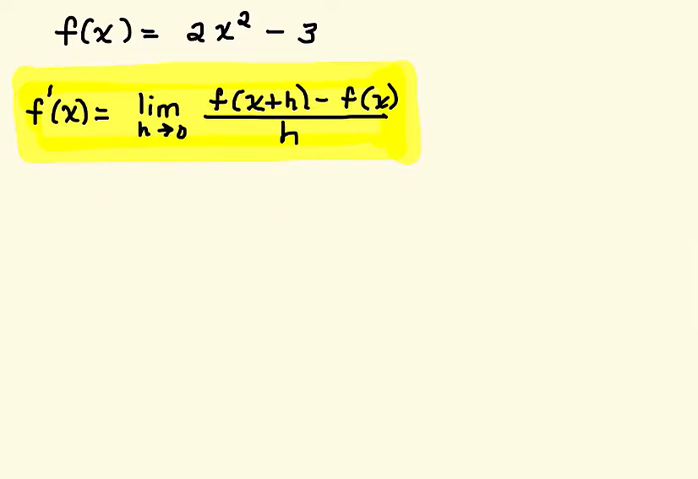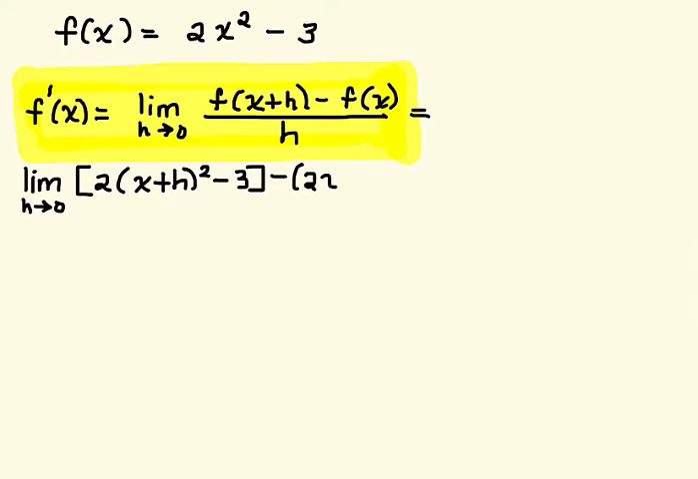So what do I need to do? Well, I'm going to take the limit as h goes to 0 of f of x plus h. I'm going to put this in brackets. So I have 2 times not x, but x plus h, and I'm going to square that, minus 3. That's f of x plus h, and I'm going to subtract from that f of x. And there's f of x. And this entire thing is going to be over h.